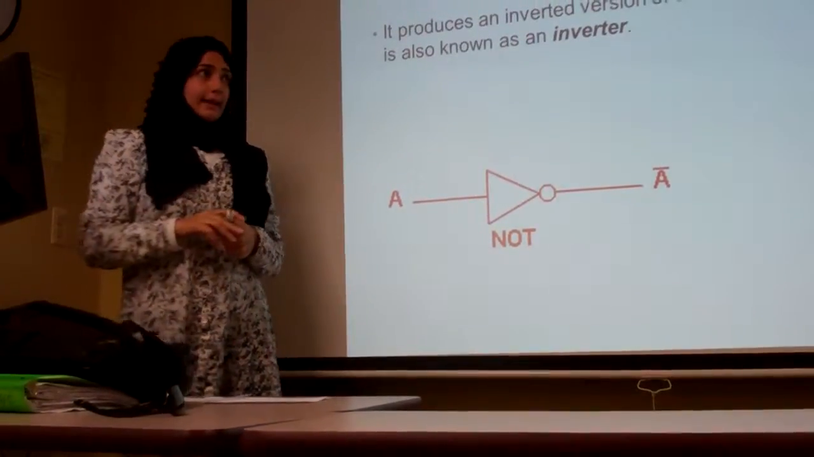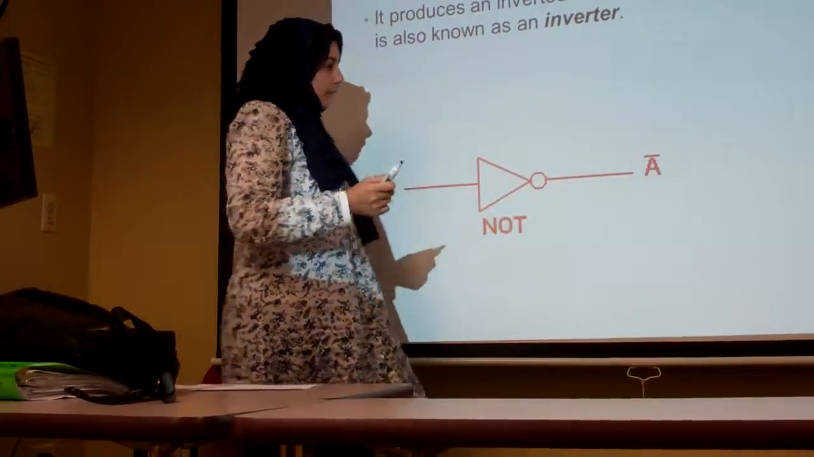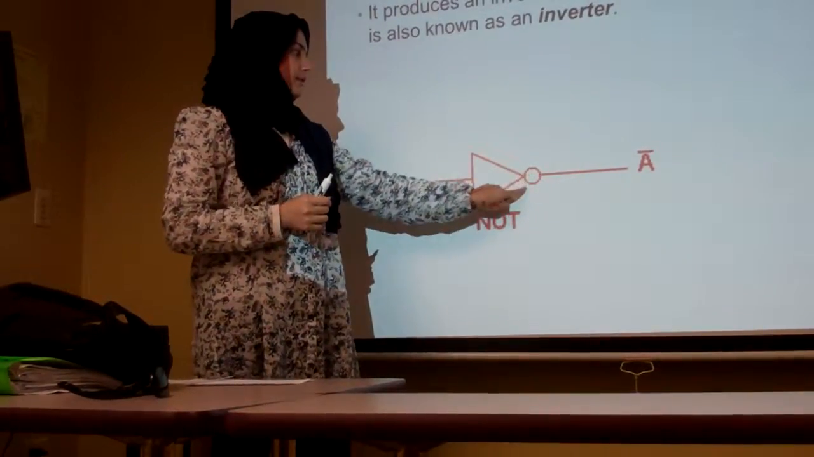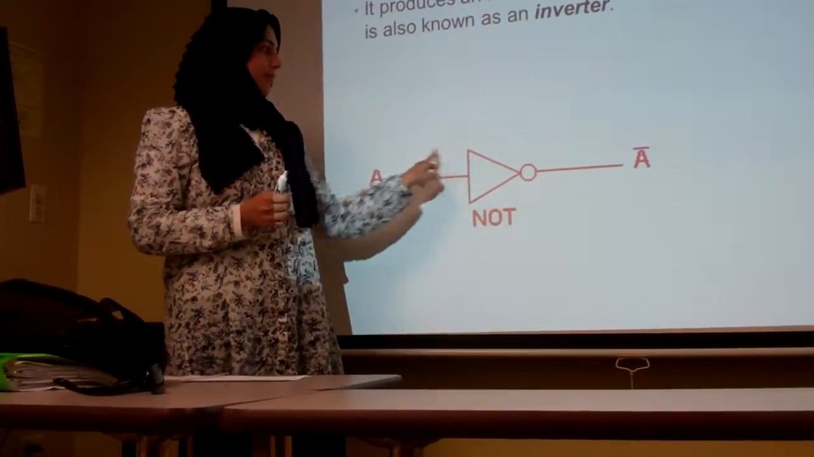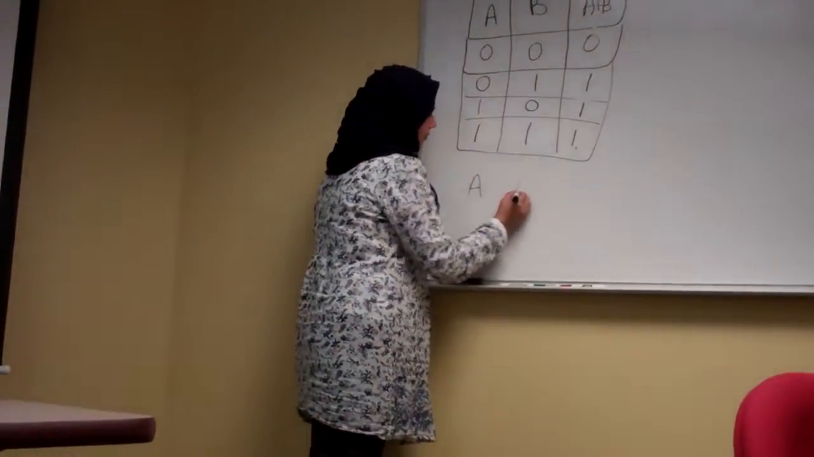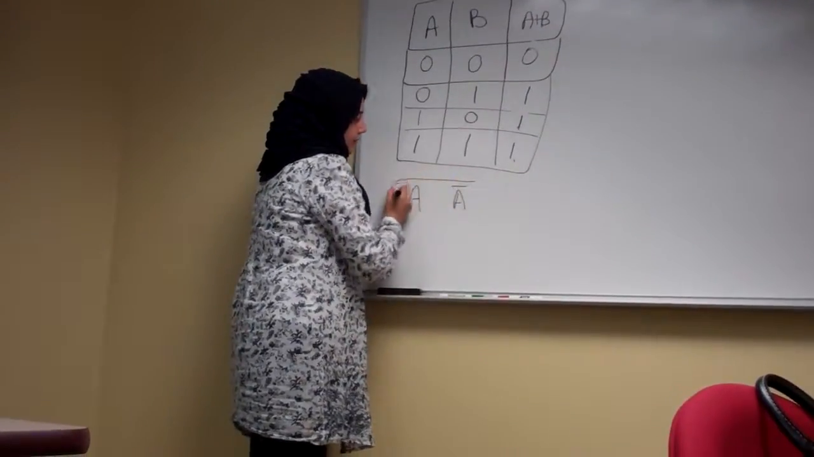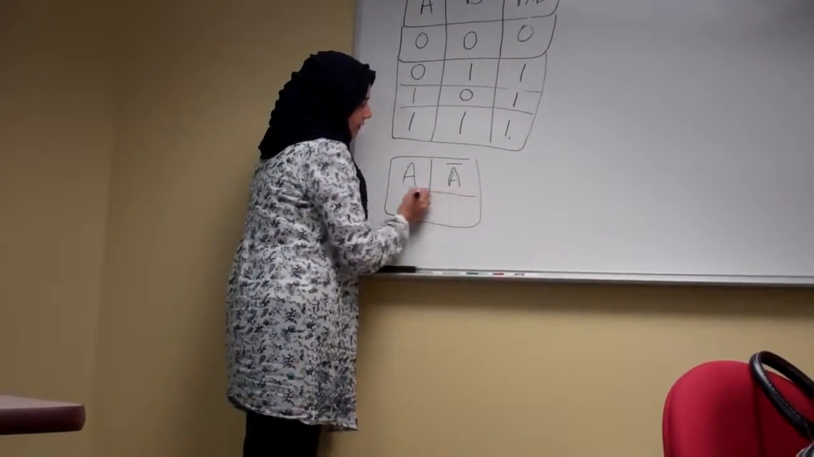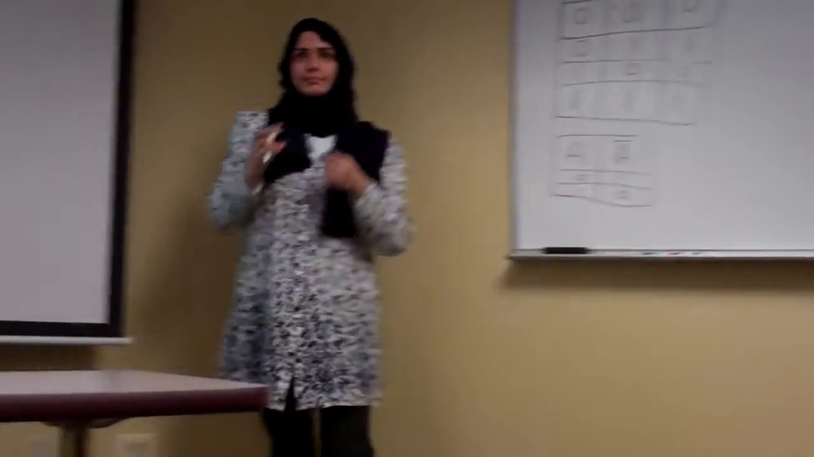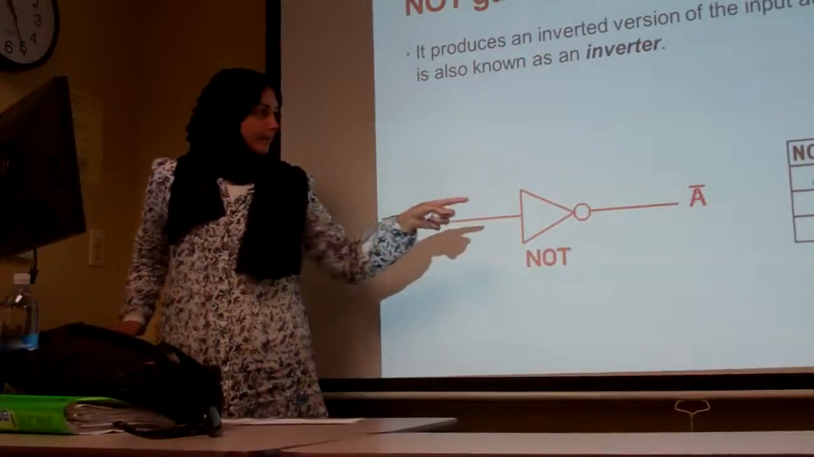The next one is the NOT gate. This is an inverter, because if we have 0, we will get 1. If we get 1, we will get 0. The opposite. We usually represent this by this circle and this shape. So this is the NOT. If we have A, we will get A with a dash above it. This is the opposite of the result. If we have 0 here, we will get 1. If we get 1, we will get 0. This is the truth table.